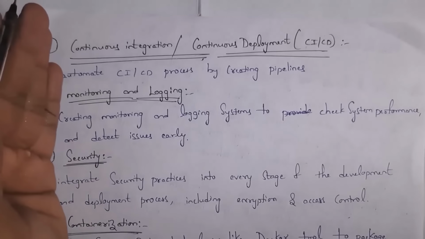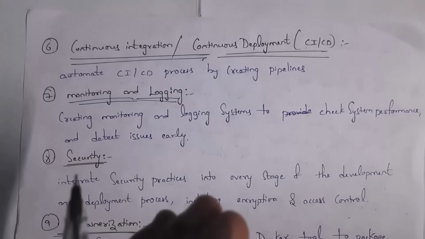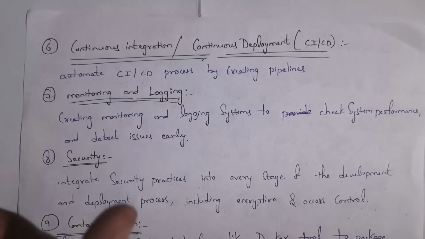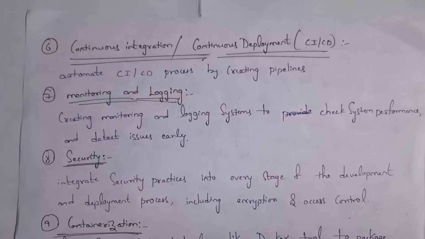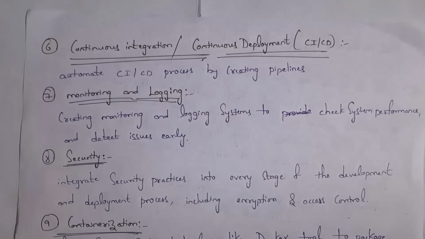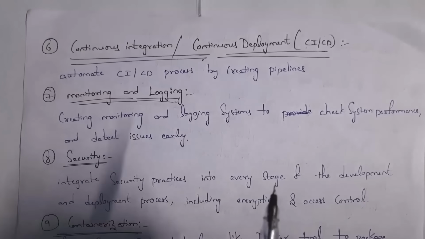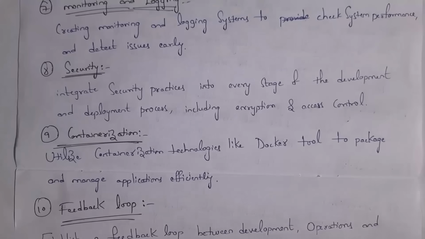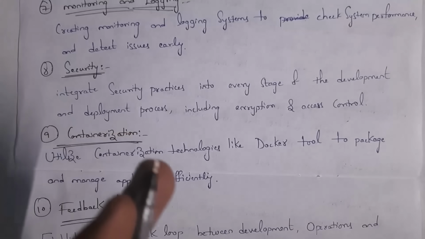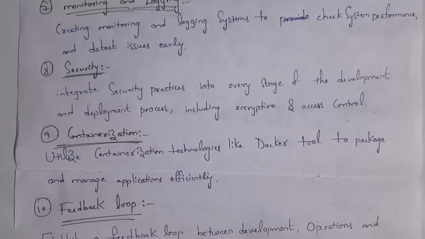Sixth one is continuous integration and continuous deployment. In DevOps, by using a tool like Jenkins, you can create a pipeline in order to perform automatic continuous integration and continuous deployment. Seventh one is monitoring and logging. You need to create monitoring and logging systems in order to check system performance and detect issues early. Eighth one is security. Guys, you need to integrate security practices like encryption, access control, and so on in the early stage of the development and deployment process.